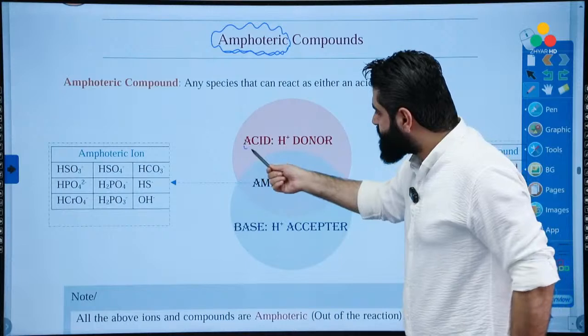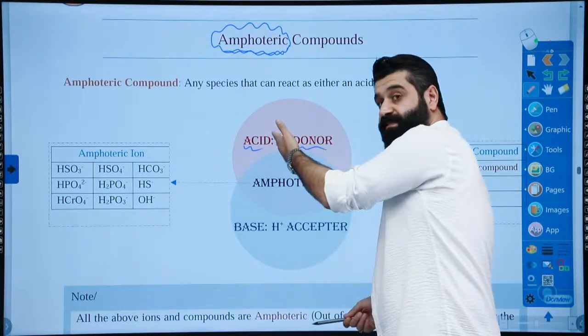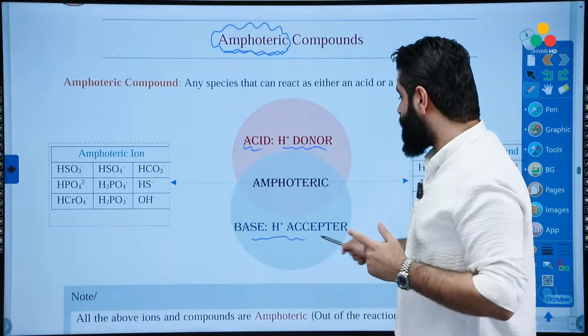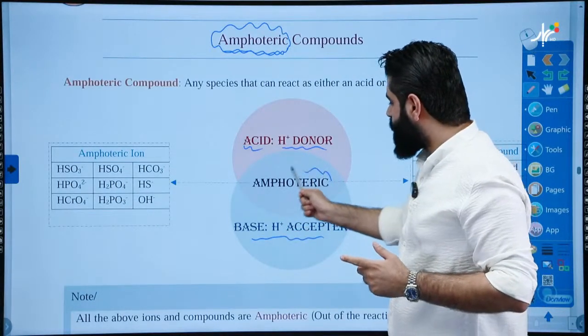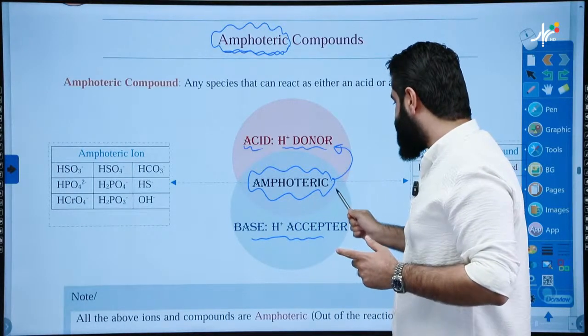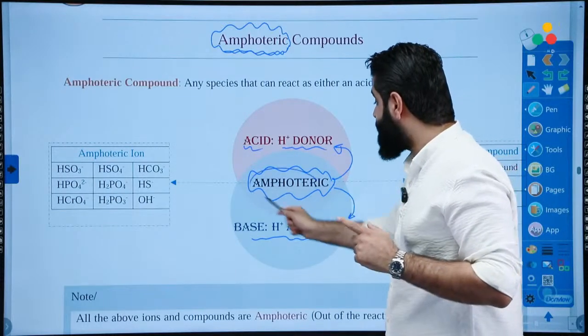As you know, acids are proton donors. They change the color of the acid-base indicator into red. Bases are proton acceptors. But we have something that can act as either acid or base, which is called amphoteric.